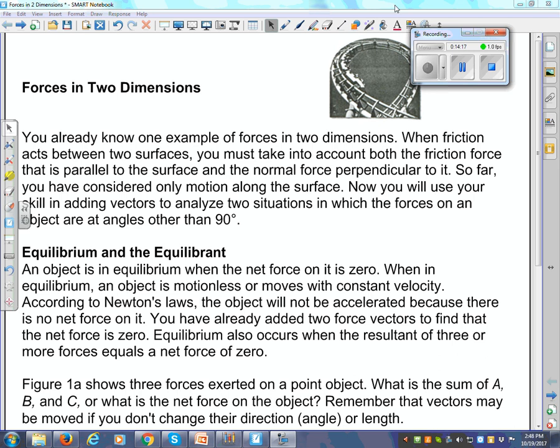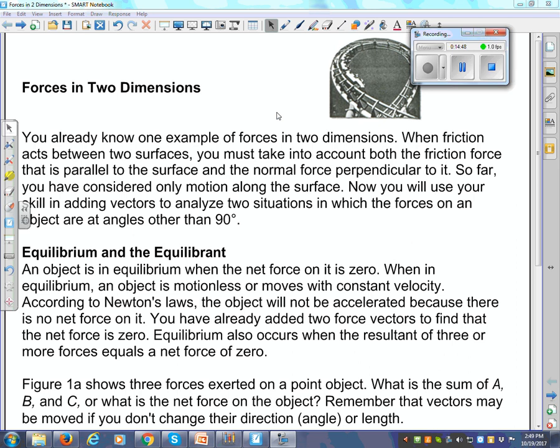So that first handout was more or less the theory behind it. Let's do some math now. We're going to do the math part now. So you already know one example of force in 2 dimensions. When friction acts between 2 surfaces, you must take into account both the friction force that is parallel to the surface and the normal force perpendicular to it. So far, you have considered only motion along the surface. Now you will use your skill at adding vectors to analyze 2 situations in which the forces on an object are at angles other than 90 degrees.